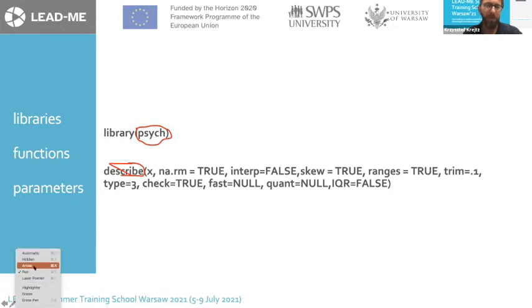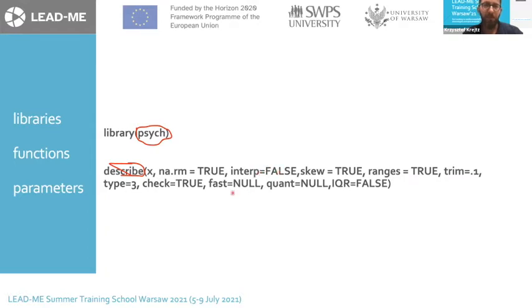Probably I'm not going to need all these arguments anytime I'm going to use this function, but maybe sometimes just some of them. But pay attention here. This is what I found in the help of the psych package. The describe function has all these arguments, and some arguments are already set as default.